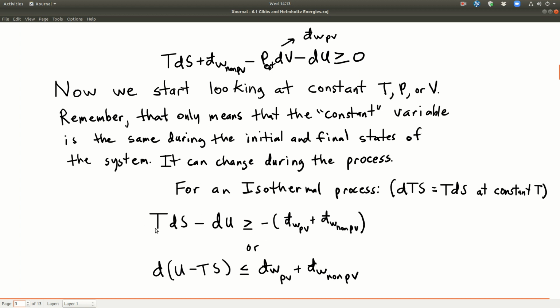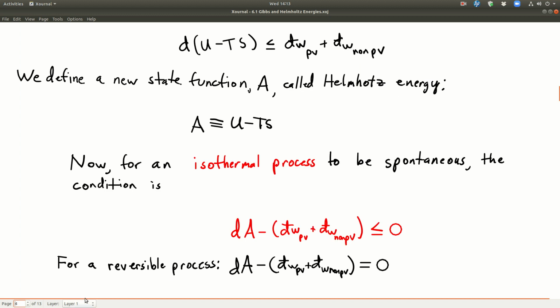And what we can do now is write TdS as d(TS). That's what we said over here. And so what we get is d(U minus TS), if we multiply both sides by negative 1, is less than or equal to d̄w PV plus d̄w non-PV. You'll see why in just a second. So this is where we're at, guys.